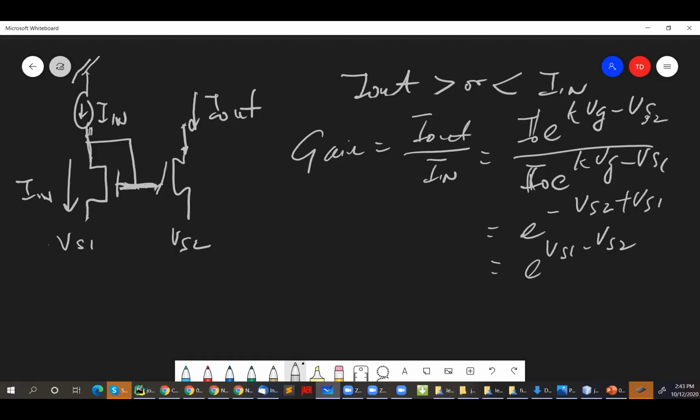So if I, for example, want a gain that is greater than 1, right? What should I do?